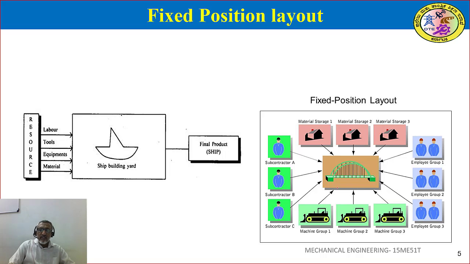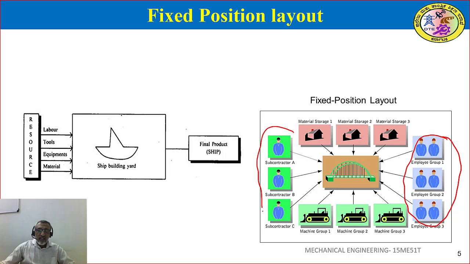Now let's go to the third type of layout. Imagine the construction of a bridge across a river. Say you want to construct a bridge. Now we don't make a ready-made bridge and put it across the river. That has to be constructed at the site itself. So the major component remains in a fixed position, and everything else moves towards that. All the manpower, including the engineers and all the employees, will have to move to the project site.